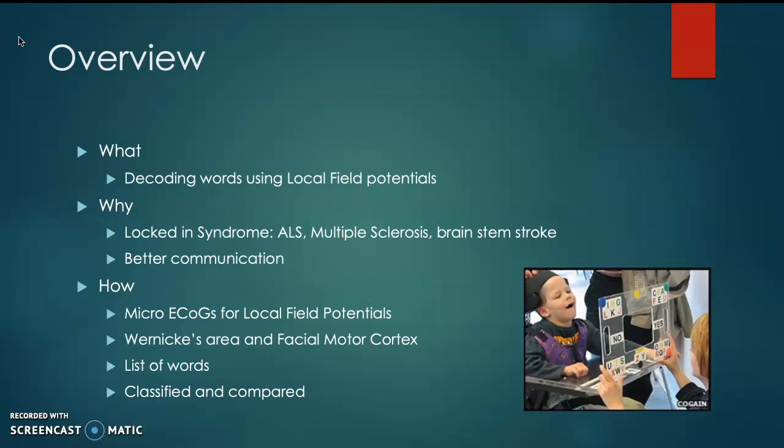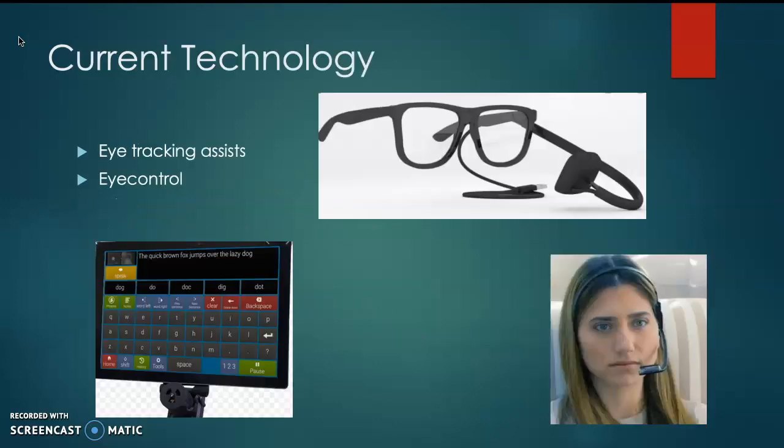So how was this carried out? Using micro-ECOG to measure local field potentials. These were placed in Wernicke's area in the brain and the facial motor cortex. A list of words was developed to train on, so yes, no, hungry, thirsty, etc., where the participant said one word repeatedly. Data was then collected and analyzed. This is like the LFPs, or the local field potentials, and then was classified using PCA analysis and compared.